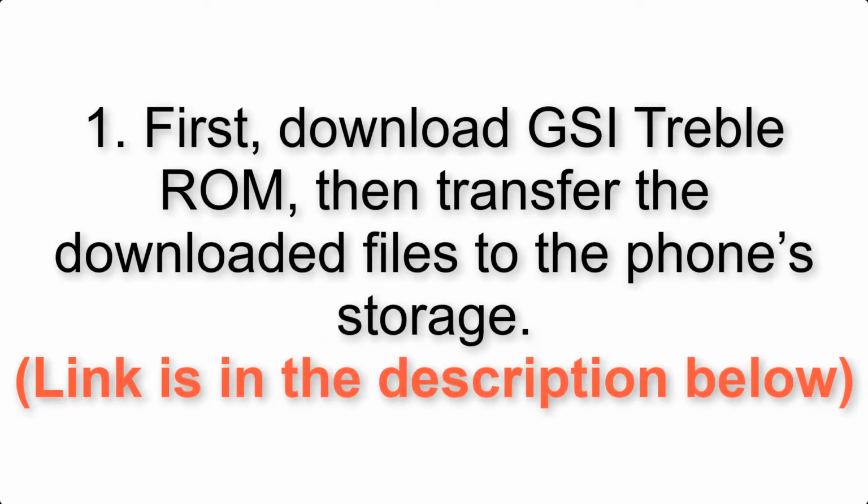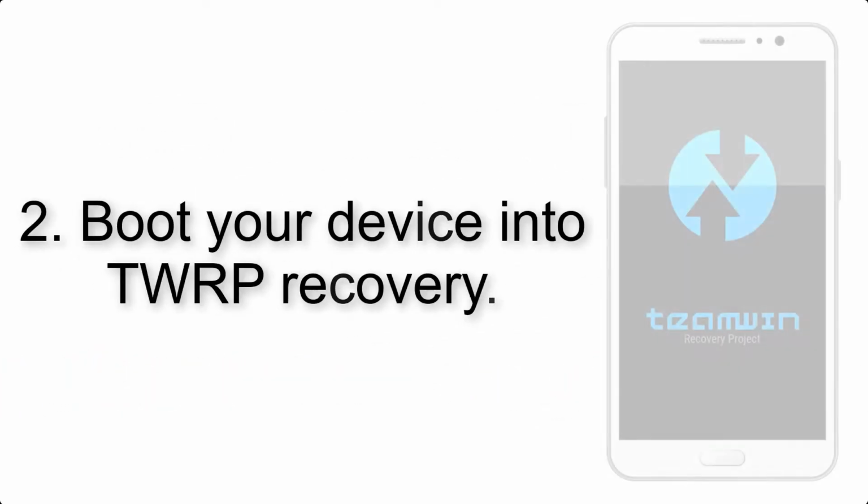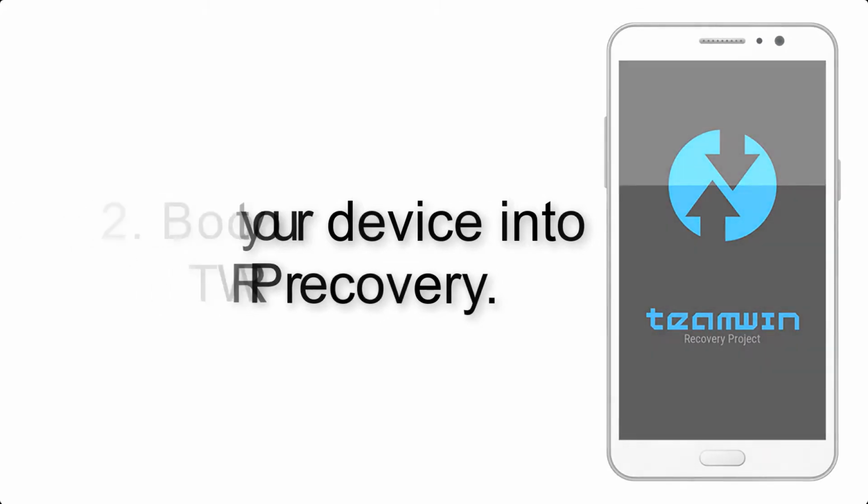Step 1. First download ROM and GApps packages, then transfer the downloaded files to the phone storage, link is in the description below. Step 2. Boot your device into TWRP recovery.